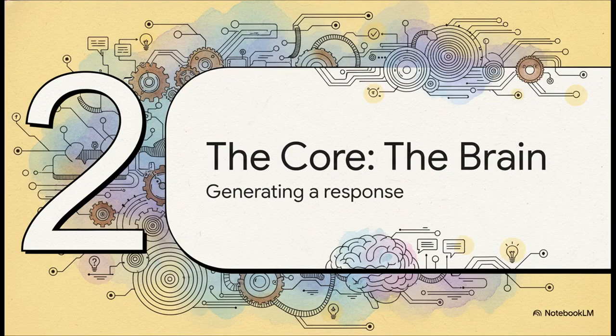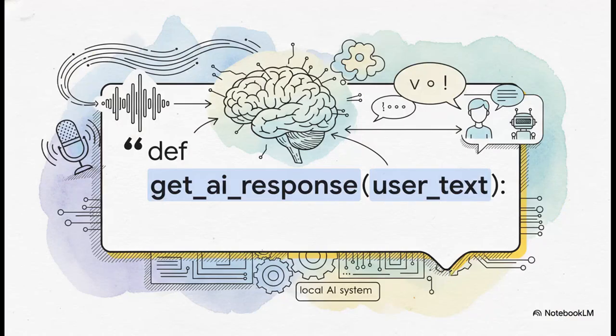Okay, so our assistant has heard us. It understands our words. Now for the most important part, the brain. This is where the AI takes our text, actually thinks about it, and figures out how to reply. And the heart of this whole thing is this function, get AI response. It takes the text that Whisper just created and sends it over to a large language model. This is where the actual conversation happens. The model generates a smart, relevant reply.